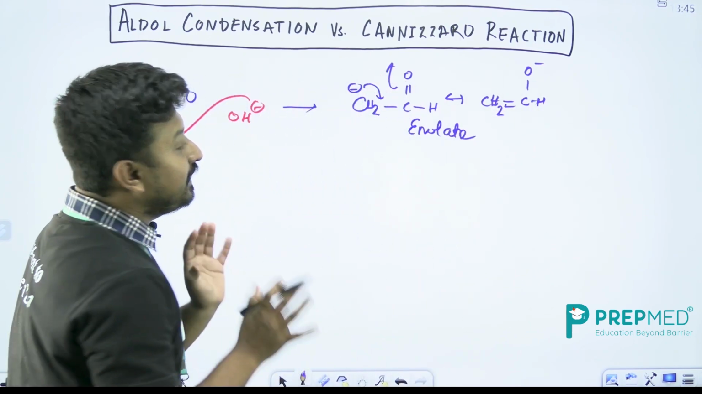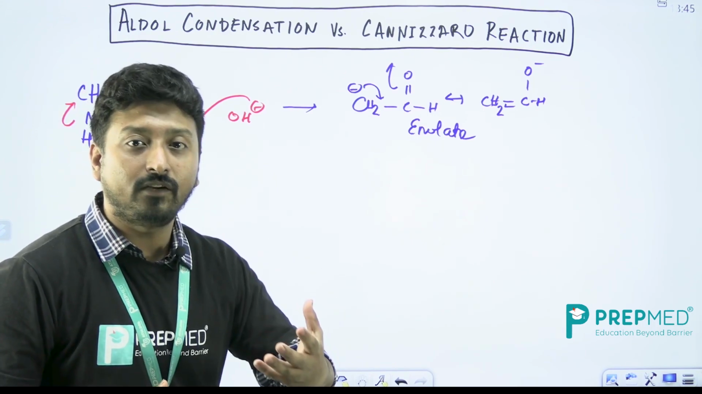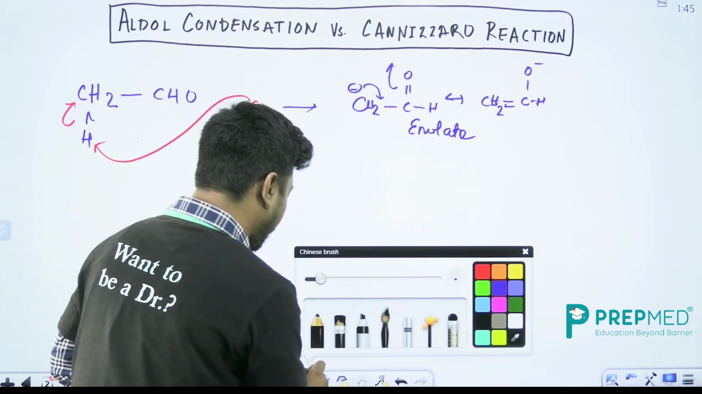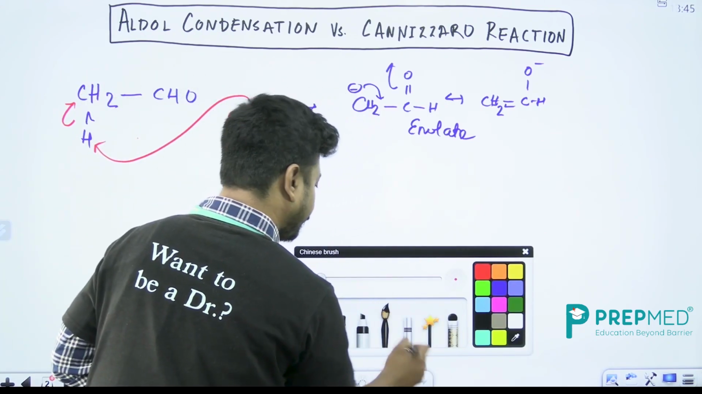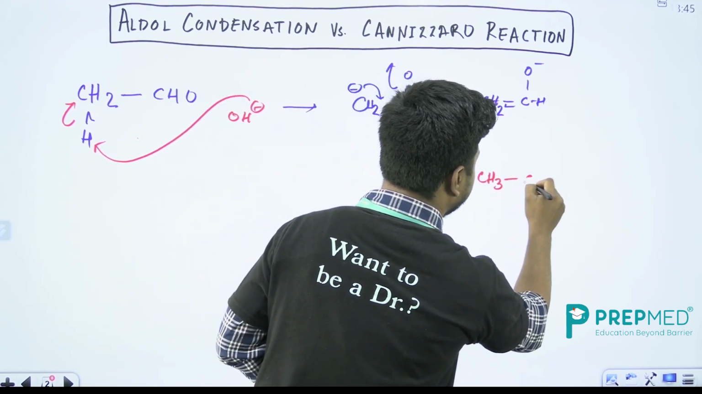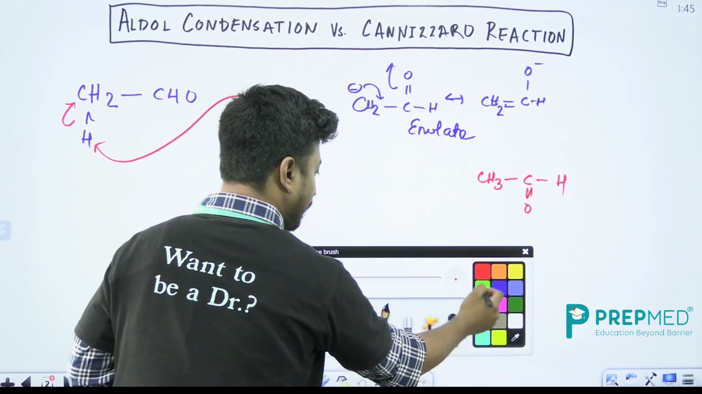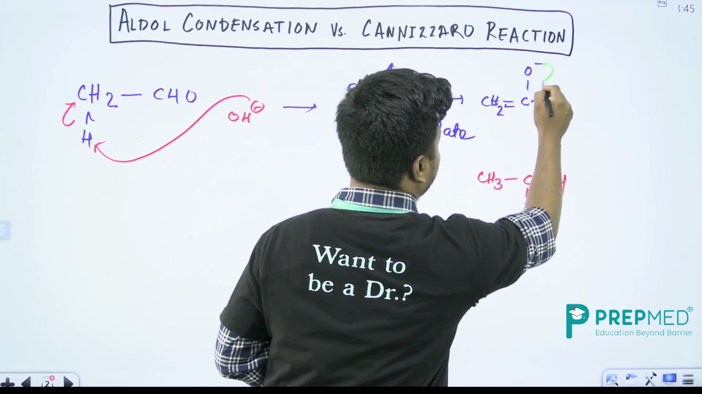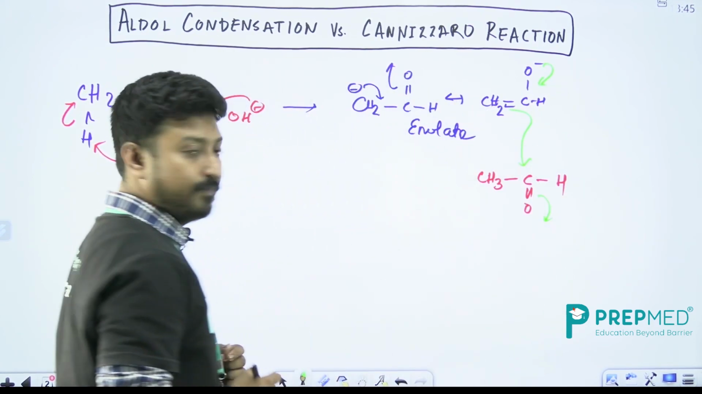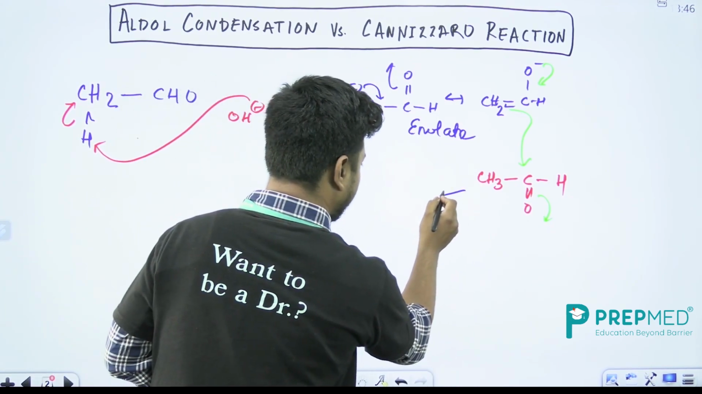Now this enolate ion is a very reactive species. So what will it do? It will react with another molecule of acetaldehyde in a coupling reaction. I will take another CH3C double bonded O. As a result, this electron pair will go back and this will attack like this. Perfect.